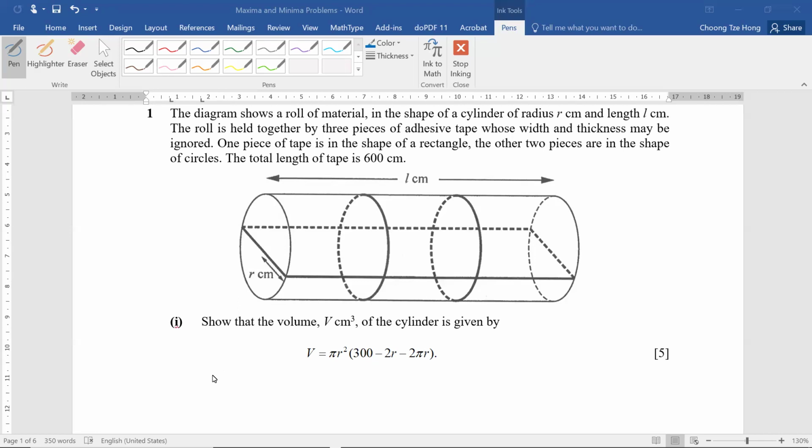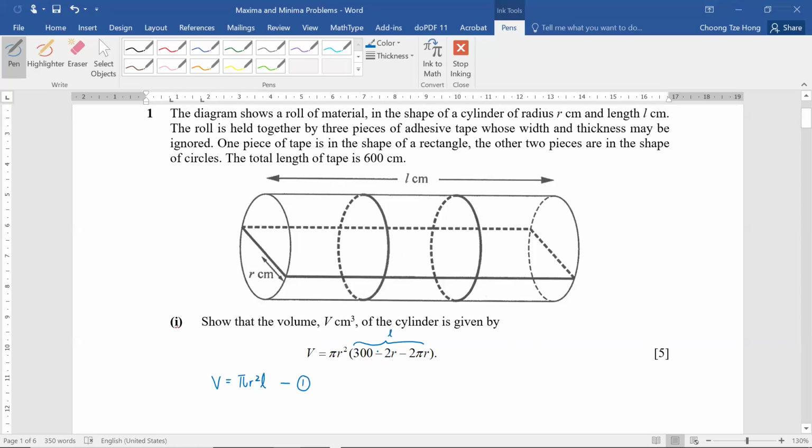So over here we can straight away write down that V equals pi r squared, the cross sectional area, multiplied by the length L. We can call this equation 1. It's almost similar already. What they want us to show is V equals pi r squared times (300 minus 2r minus 2 pi r), but what we have currently is L.